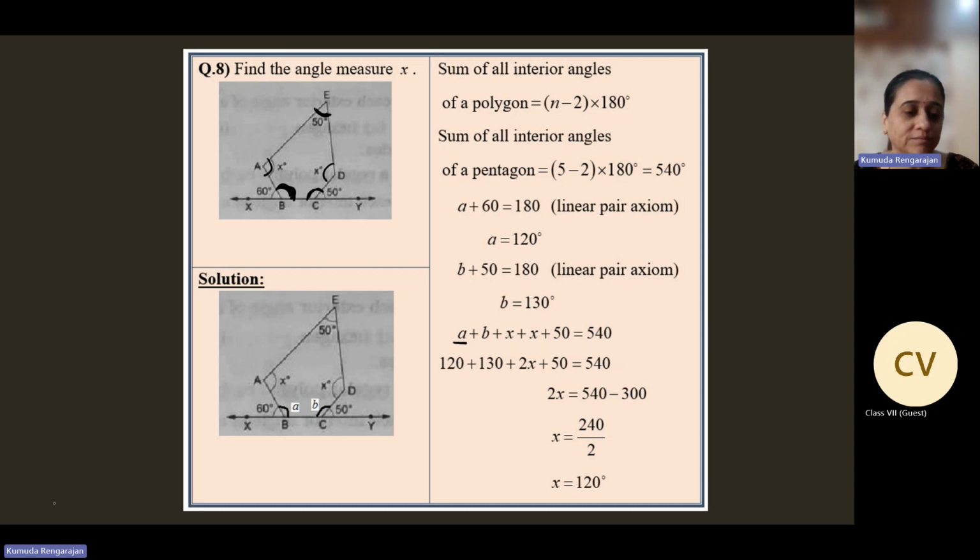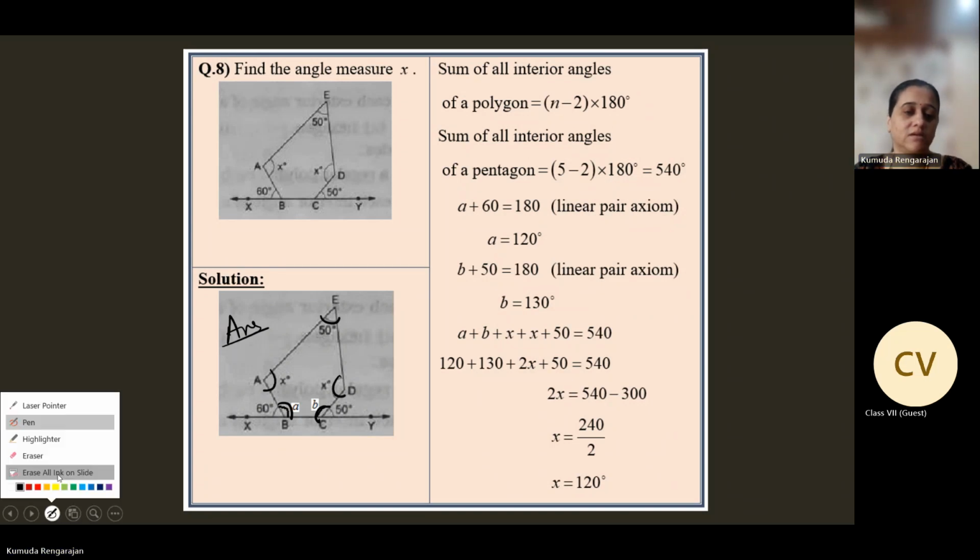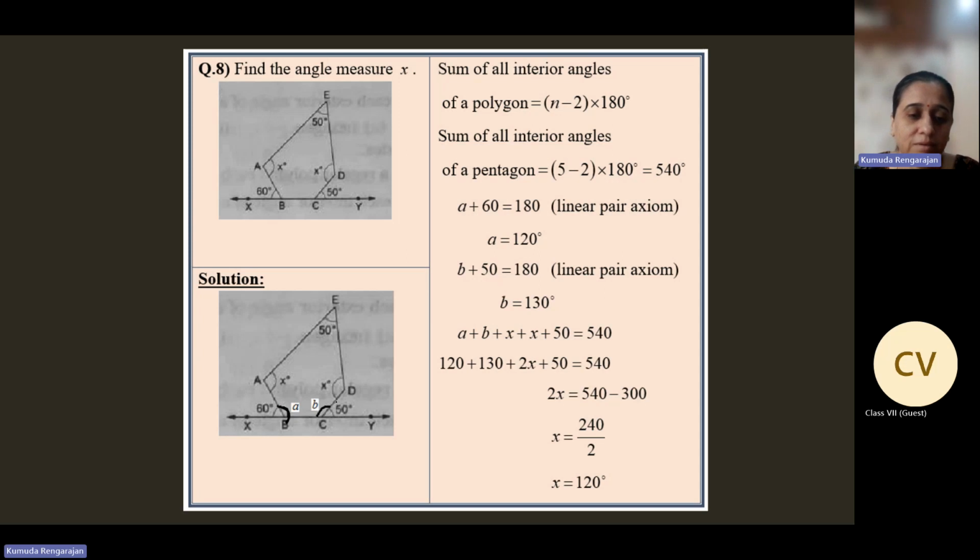So I've used this figure. See here in my answer figure, this is my answer figure. A plus B plus X plus 50. The 5 interior angles. A plus B plus X plus 50 is equal to 540. So we found A, it's 120, B is 130, X and X is 2X plus 50 is equal to 540. So 120 and 130 is 250, 250 plus 50, 300.